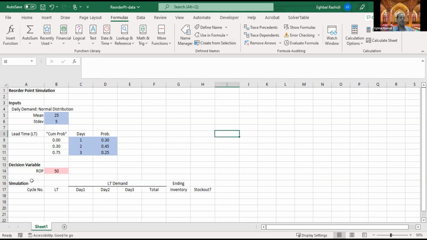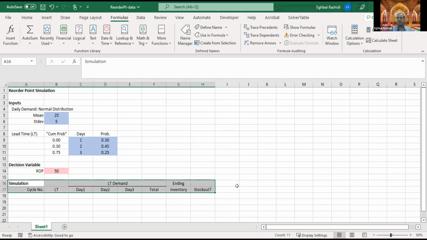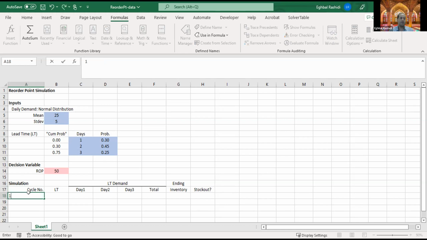All right. And in this columns and cells, we're going to do the experiments, the simulation. So the first column just shows the cycle number or the simulation replications. I'm going to start off with the first replication.